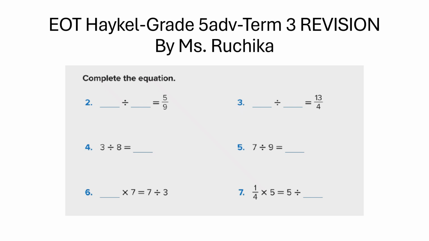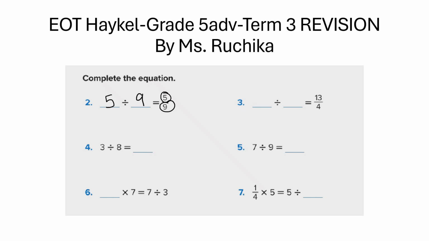So let's just solve this question. It is on completing the equation. So we have to use the concept of numerator and denominator. The number which is up is numerator. So the numerator here is 5. When you divide it by the denominator, which is 9, you get the fraction 5 divided by 9.